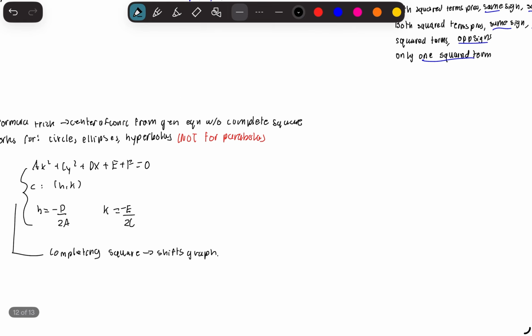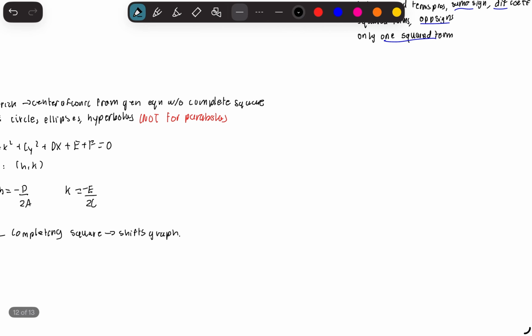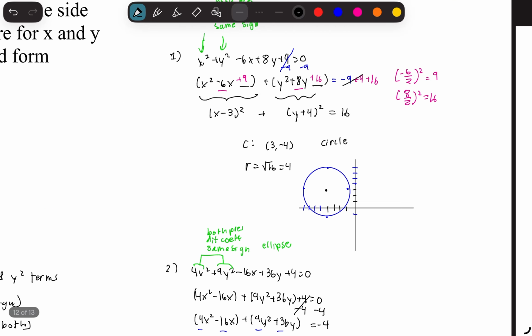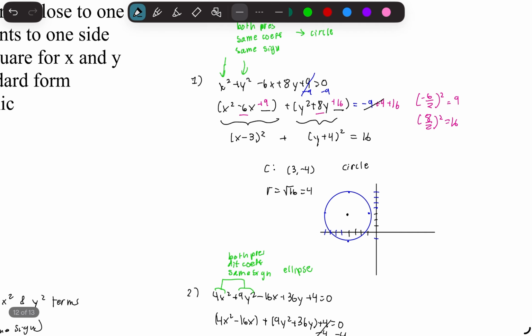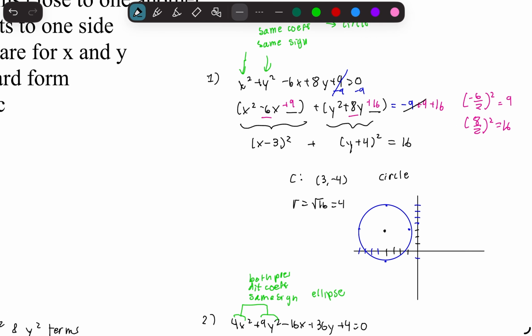So let's do an example. Let's say we have a problem like this. So for this problem, let's identify what our coefficients are. So we can see that in question 1, a is equal to 1, c is equal to 1, d is equal to negative 6, e is equal to 8.